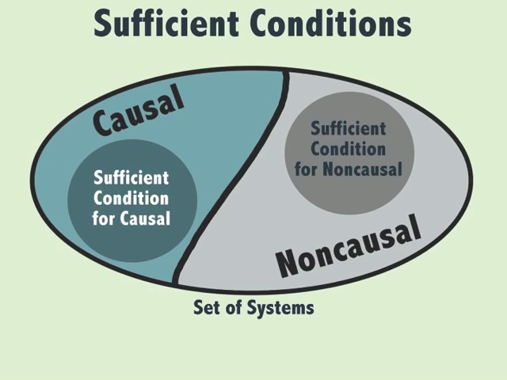So hopefully between the sufficient conditions for causality and the sufficient conditions for non-causality, we can arrive at conclusions about most systems. But there will be some systems which cannot be analyzed on the basis of either of these simple conditions. For those, we have to really think through them on a case-by-case basis.